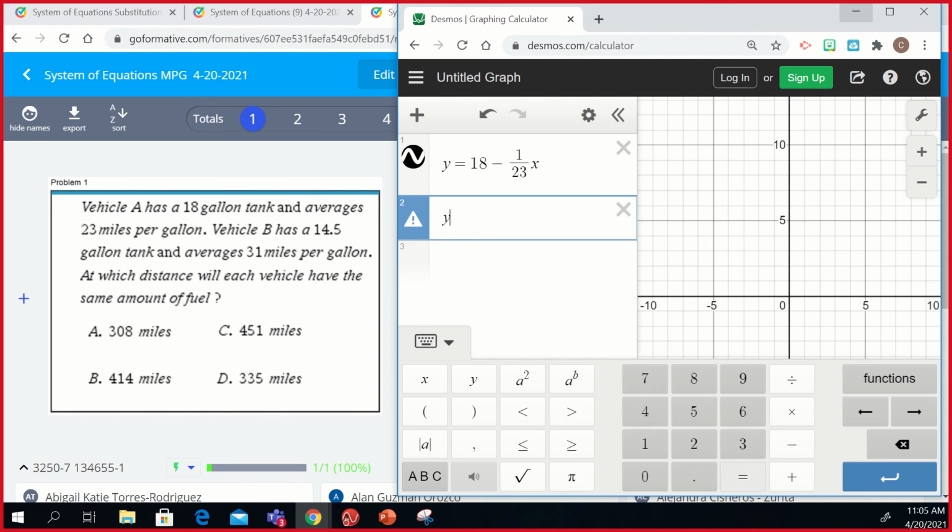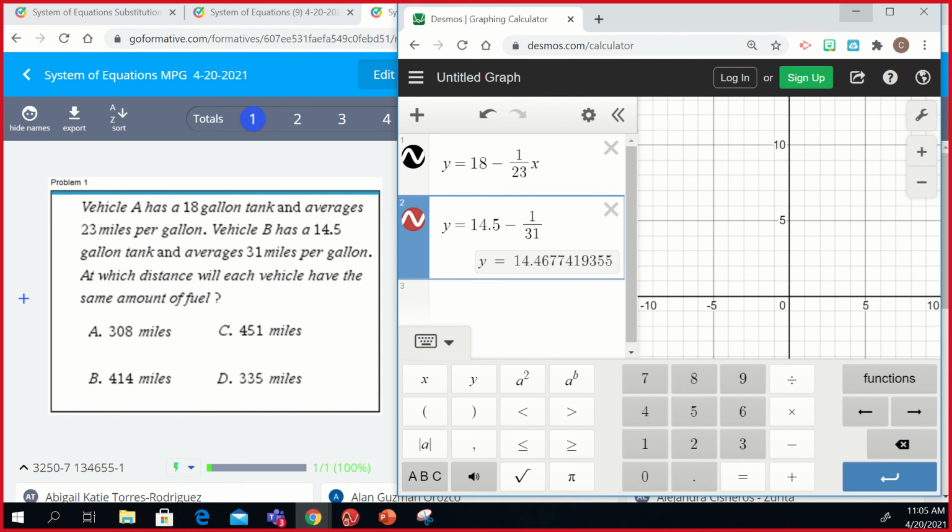So then I do y equals again. This other one has a 14.5 gallon tank, and it gets 31 miles per gallon. And put an x next to it. So here are my two equations. One, A, is an 18-gallon tank that gets 23 miles per gallon, and B is a 14.5 gallon tank that gets 31 miles per gallon.